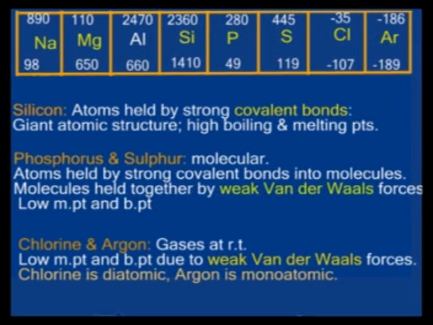Chlorine and argon exist as gases at room temperature. Now the boiling and melting points are low due to weak van der Waals forces. Now chlorine is diatomic while argon is monoatomic.